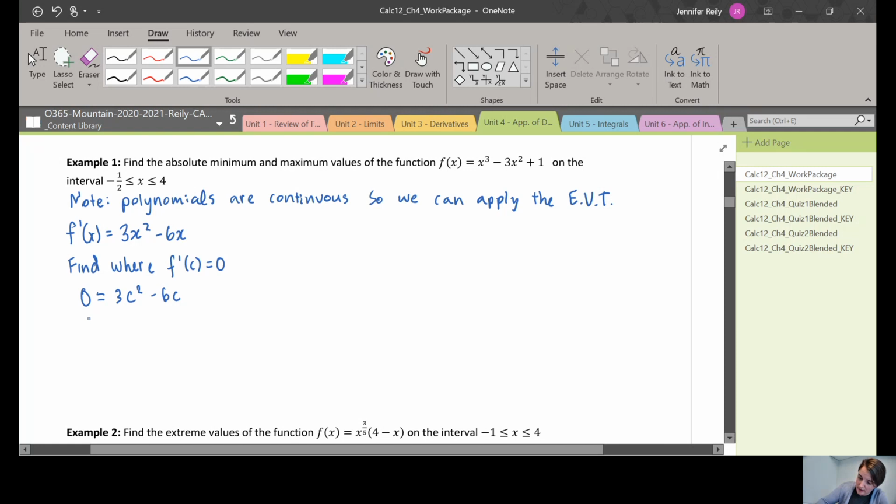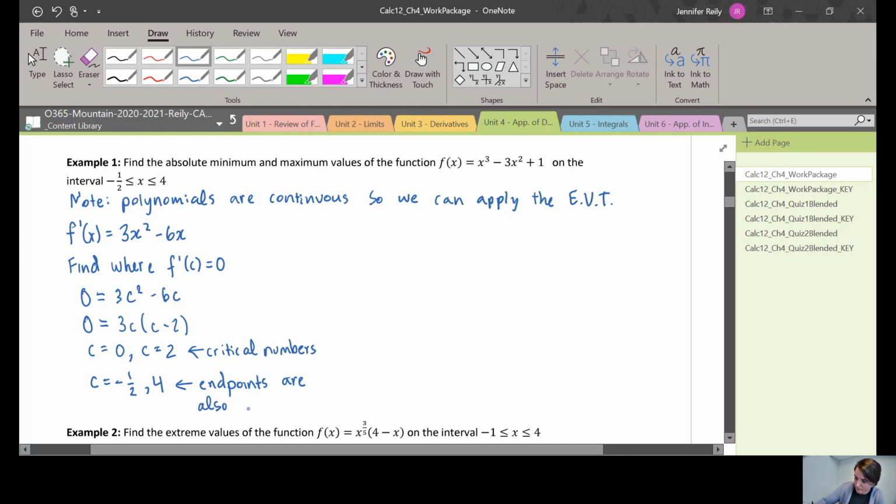So I'm going to factor. I'll take out a 3 and I'll take out a c. So I've got c minus 2. And so there are two values where this is going to be 0: c equals 0 and c equals positive 2. So those are two critical numbers. At those 2 points on the graph, my derivative is 0, and so they might be minimums or maximum points. Also, we have the endpoints, so negative 1/2 and 4. Endpoints are also critical numbers.